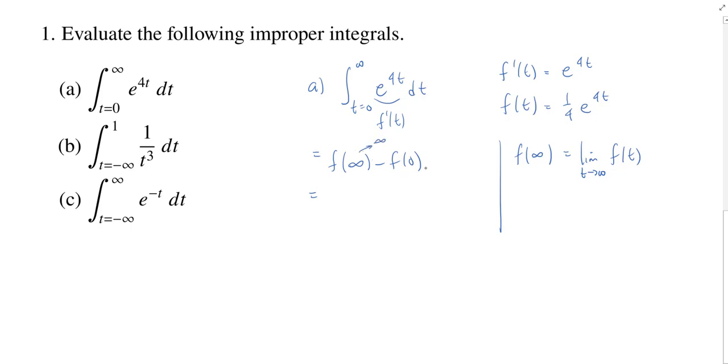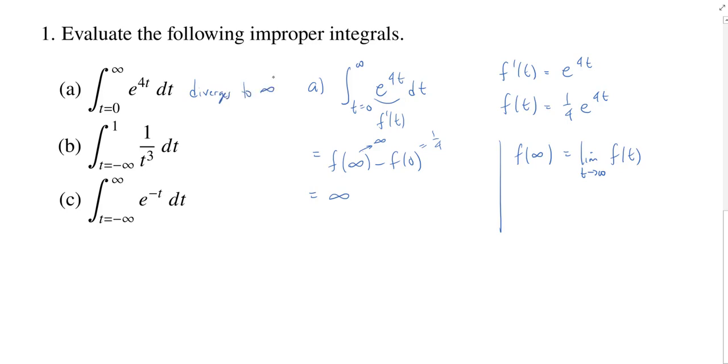What about f of 0? Well, it's not going to matter a whole lot, because f of 0, let's see, e to the 0 is 1, so times a fourth. So this is actually equal to 1/4. Okay, you got infinity, you got rid of a fourth. Yeah, that's still infinity. All right, so this improper integral diverges, and we could even say to infinity.